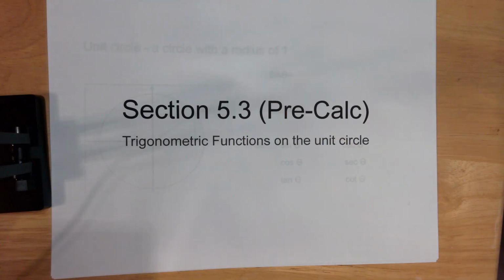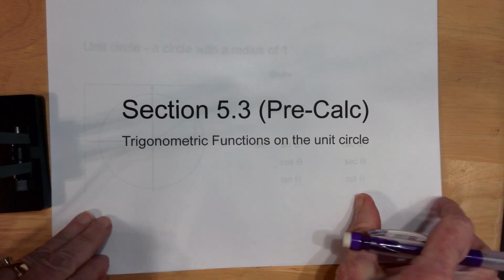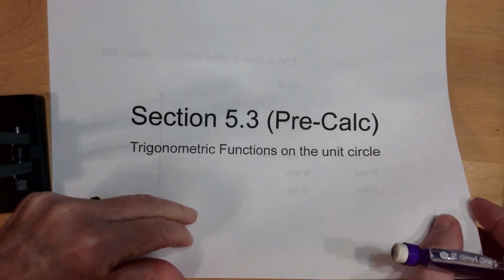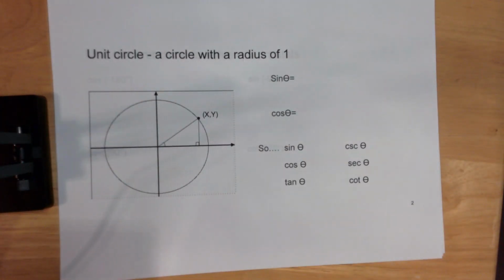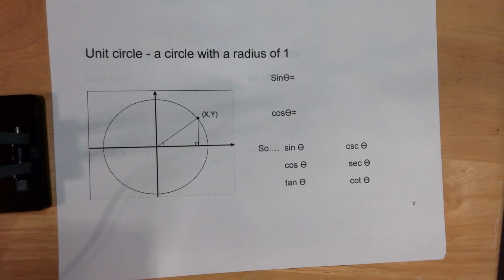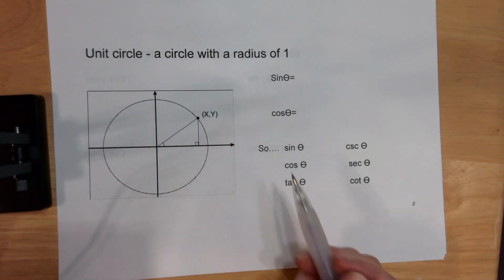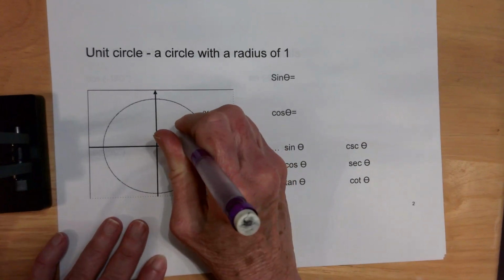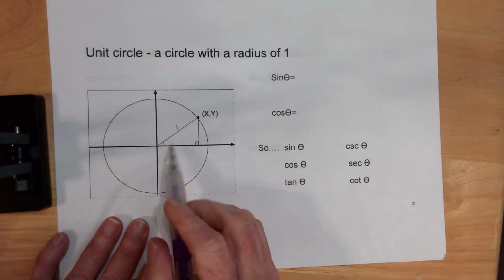All right, section 5.3 is on trigonometric functions on a unit circle. In order to learn the information in the section, you have to understand that a unit circle is a circle that has a radius of 1. So, for instance, right here, that's a measurement of 1 unit.